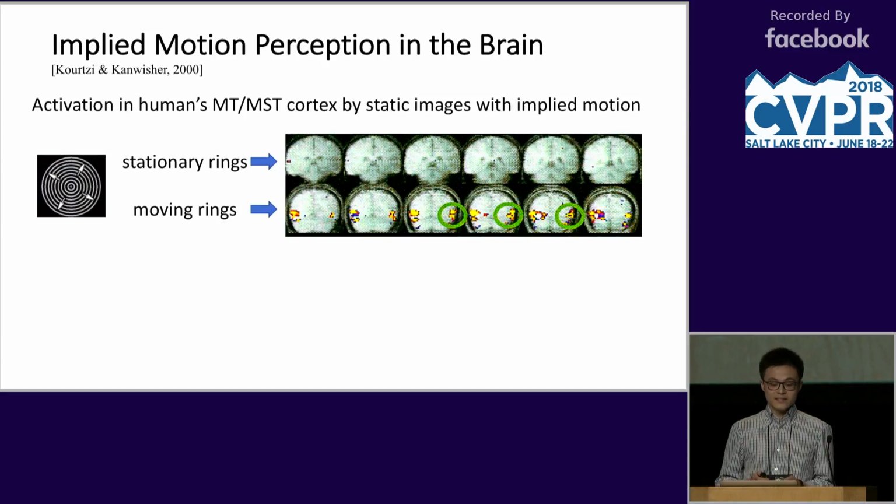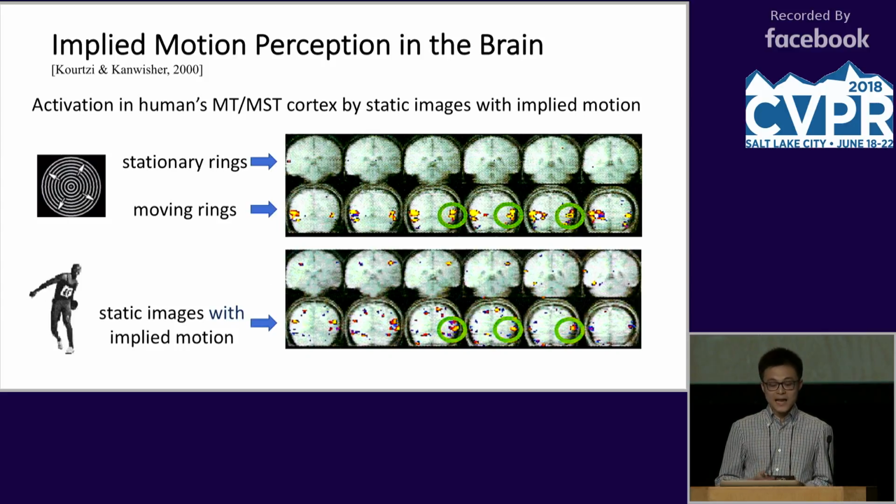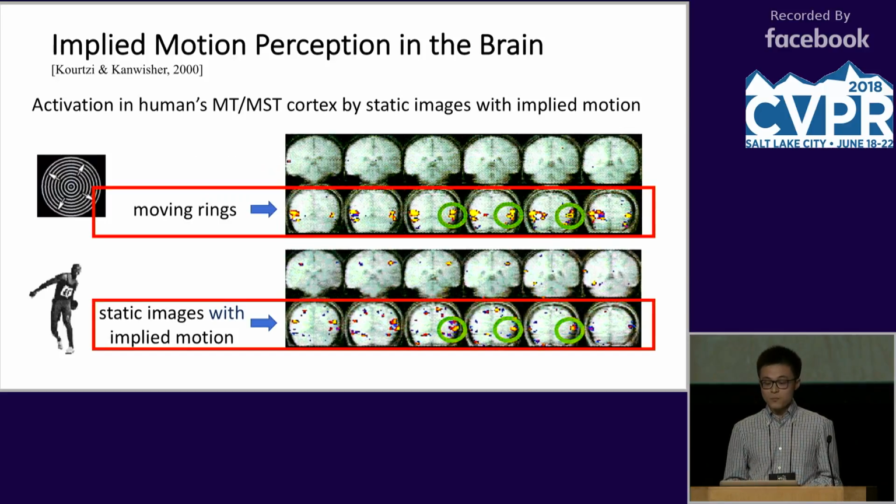Then they did another group of experiments and showed people static images without implied motion, and the MT/MST cortex is not activated. And when they showed people static images with implied motion, with strong motion likelihood, this part of the region is strongly activated again. So this suggests that the brain regions involved in the visual analysis of motion are also engaged in processing implied dynamic information from static images. Our idea in this paper is inspired by these observations.